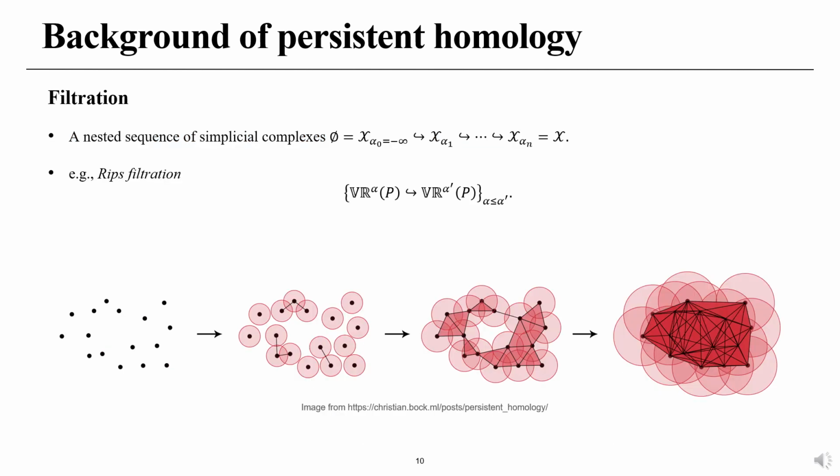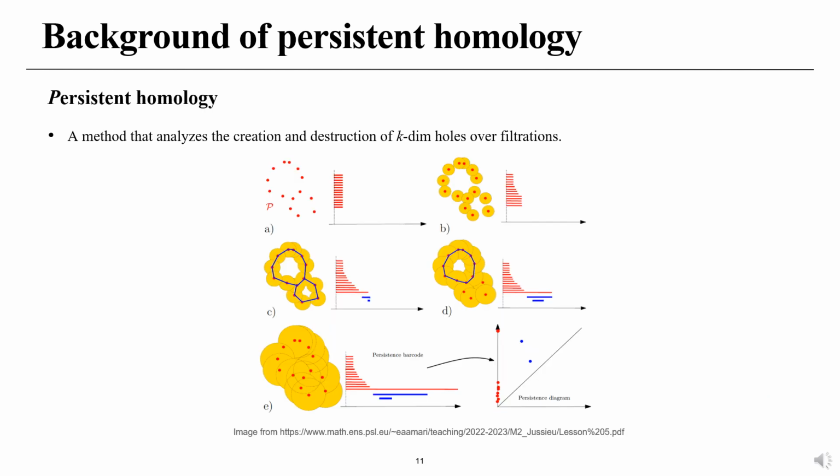A filtration is a nested sequence of simplicial complexes. We can construct a Rips filtration by increasing the radius from 0 to infinity. Persistent homology is a method that analyzes the creation and destruction of k-dimensional holes over filtrations. For this example, we can identify two loops by computing one-dimensional persistent homology. These loops are distinguished based on their persistence, which is calculated as the difference between their death time and birth time.